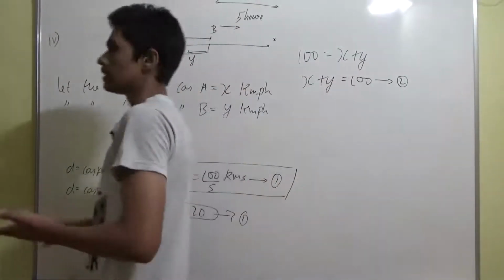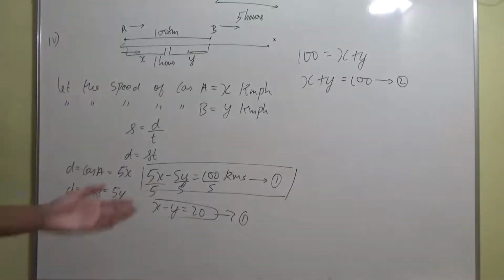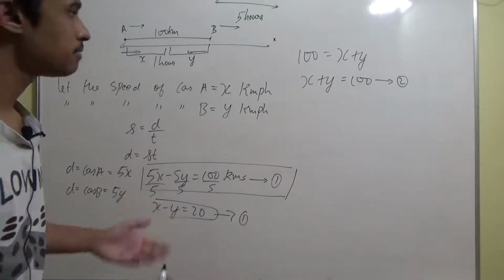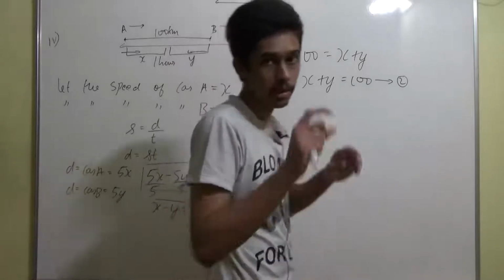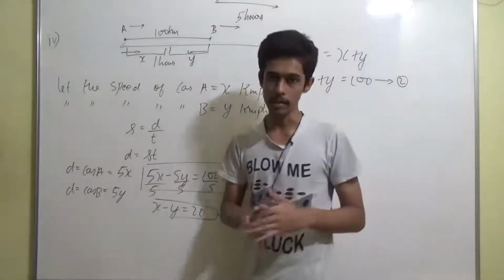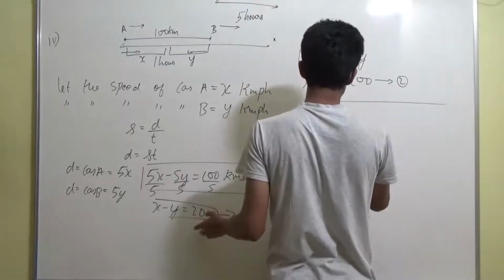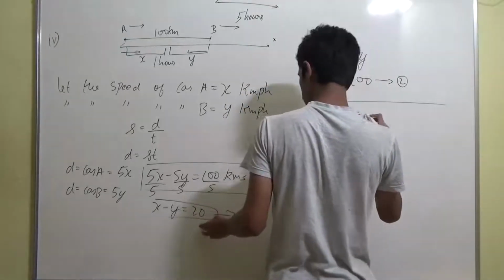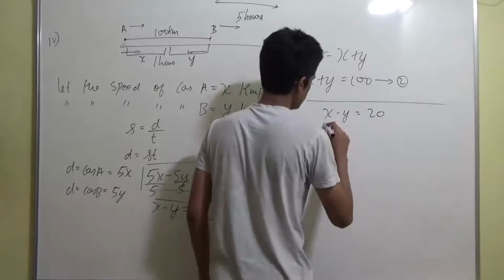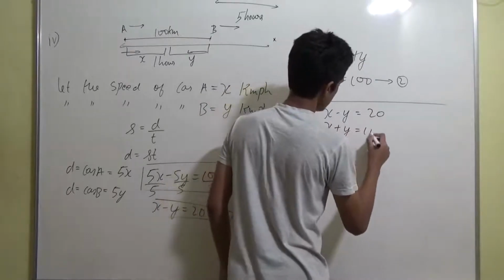As simple as that, guys. Now what we'll do? We'll write both the equations next to each other and solve them by any method, because in the fourth main question they have said that you can solve it by any method. I'll do it here. I'll write both the equations next to each other: x minus y equals 20 and x plus y equals 100.